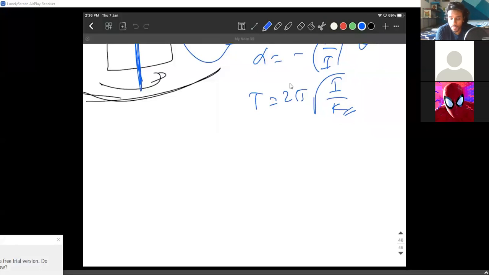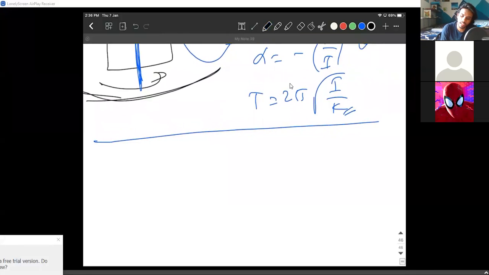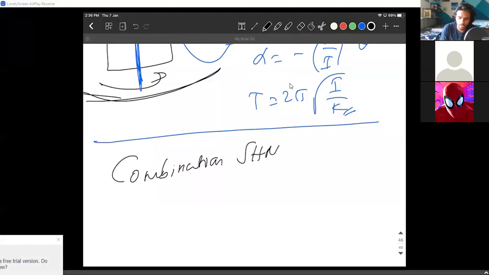Now, once this part is clear about torsional SHM, I thought it would take more time, but the angular SHM and the torsional SHM is also clear. Now, let's talk about the final last topic, the combination of SHMs.